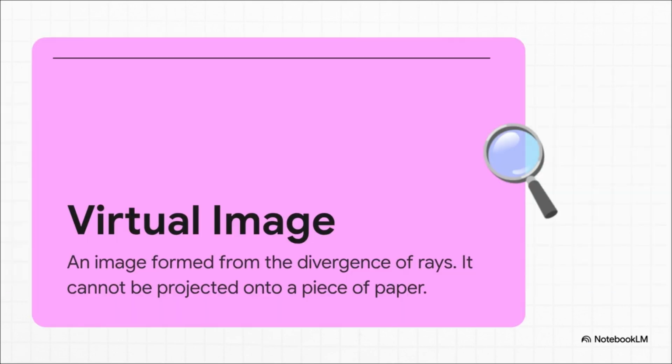Physicists have a name for this illusion. They call it a virtual image. It's virtual because the light rays aren't actually there. They just appear to be coming from that spot behind the mirror. That's why if you put a piece of paper behind a mirror, nothing shows up. The image doesn't really exist in that space. It's just a beautiful optical illusion created by physics and your own brain.